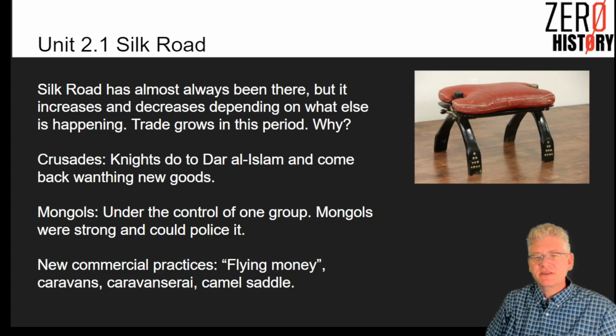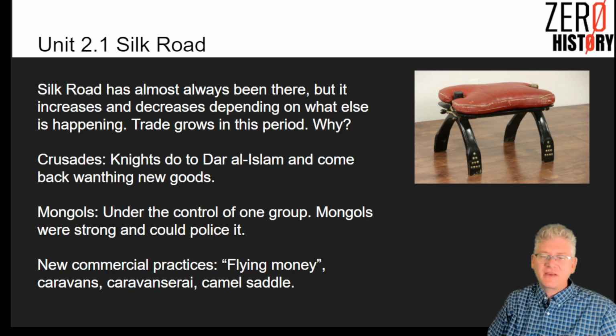New commercial practices also. We have a couple different things here, such as flying money, caravans, caravanserai, camel saddles, etc. We'll talk more about flying money and caravanserai in a second, but caravans are when you move lots of people together. So if you have 5 or 6 merchants, they band together for protection. And the camel saddle in particular is a big one here too.